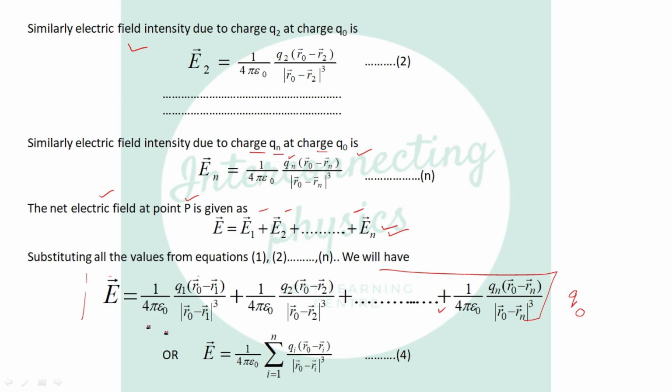If you want to write this relation in the summation form, we can write it in this manner. We take 1 over 4 pi epsilon naught out of the summation because it is common in every term. The limit i starts from 1 to n. We write q1, q2, qn as qi. R0 is the same in every term, so it is written as such. Minus r1, r2, rn is written as ri, divided by r0 minus ri whole cube. So this is the superposition principle in terms of summation.